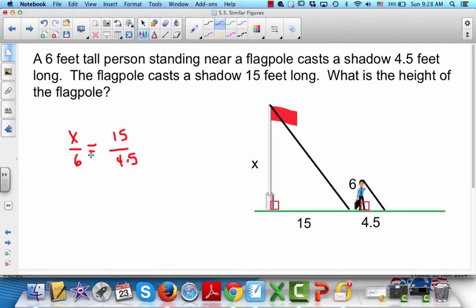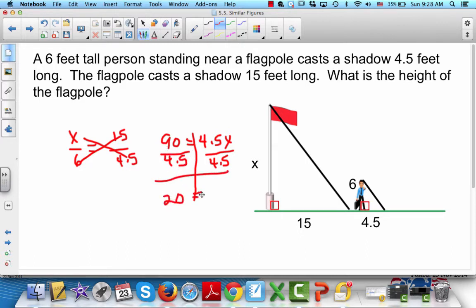So now we've got our proportion. We multiply 6 times 15, we get 90. X times 4.5, and we get 4.5x. And we divide both sides by 4.5. And that gives us 20 equals X. So the height of the flagpole is 20 feet.